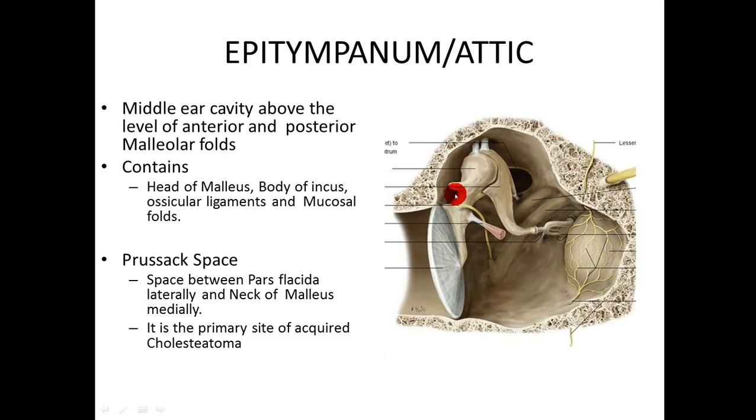And there is a small space here. This is called Prussak's space, between the tympanic membrane and the neck of the malleus, where is the site of cholesteatoma, that is a solid material which is formed by recurrent or chronic infection in the middle ear, which is called otitis media.